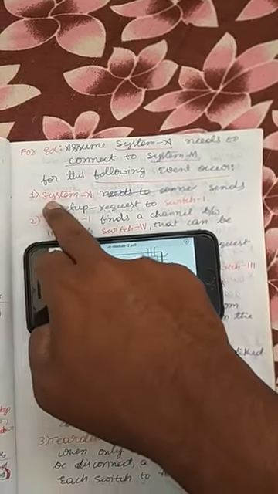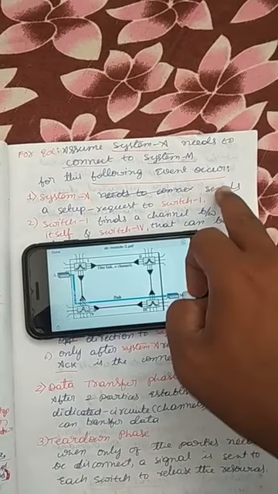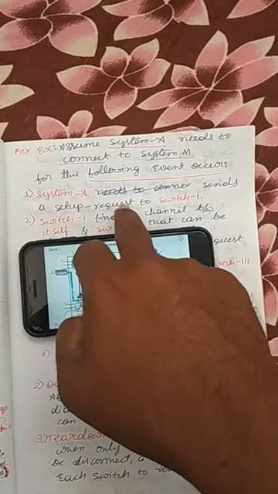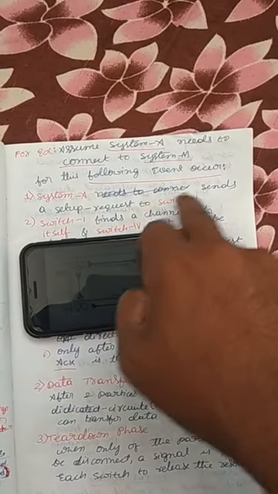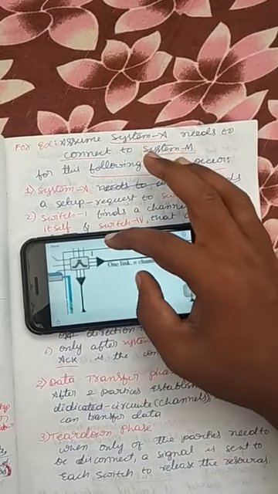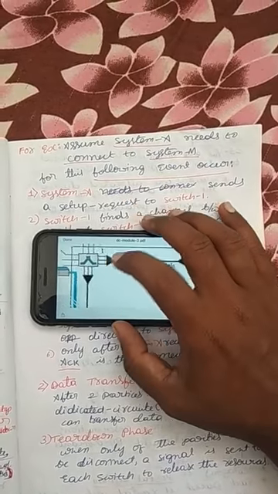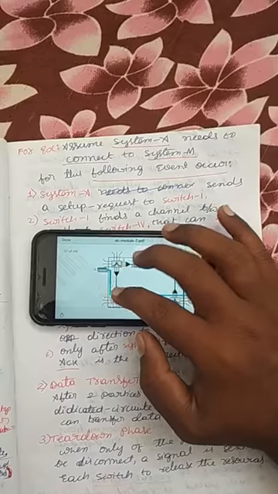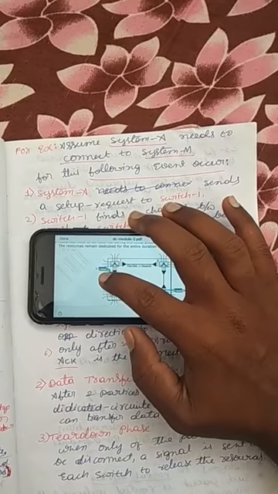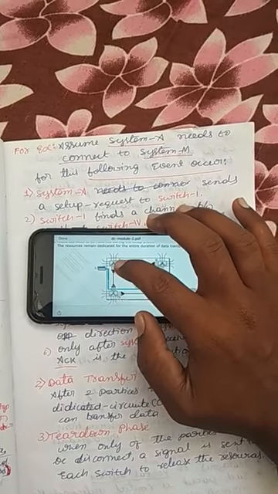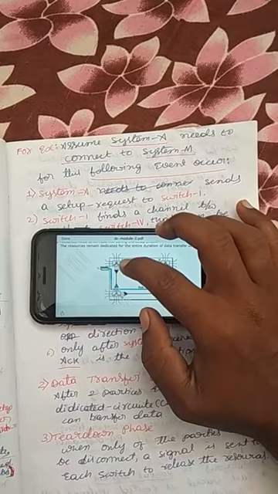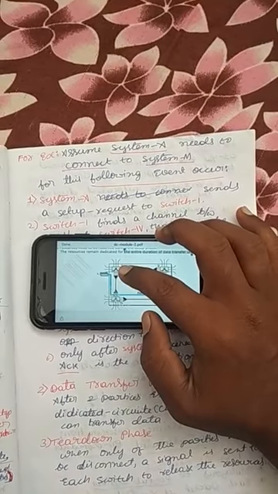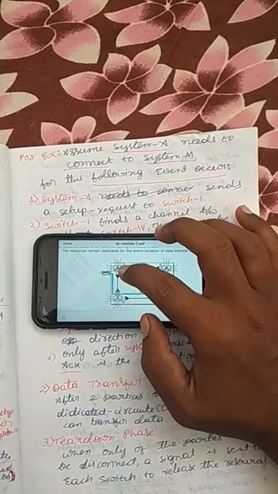What are the events? Shall we see first? The first event is that system A sends a setup request to switch 1. Where is switch 1? This is switch 1. Means this system A sends the setup request to switch 1.